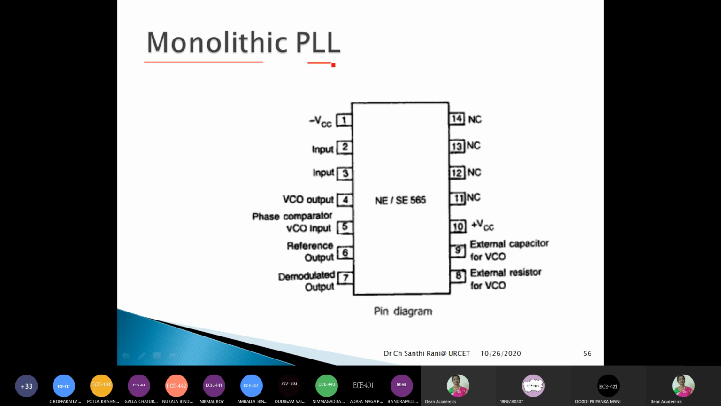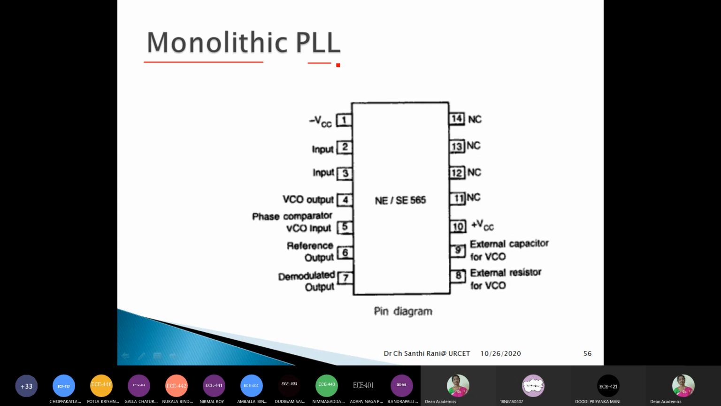Monolithic PLL. That means, as I told you in the beginning, these PLLs were realized with discrete components in earlier days, and because of the high cost involved, these PLLs were not that popular and not that much used. Later, because of the advancements in IC technology, these PLLs are available in the form of IC at lower cost, right? They have become inexpensive. So this made these PLLs popular.